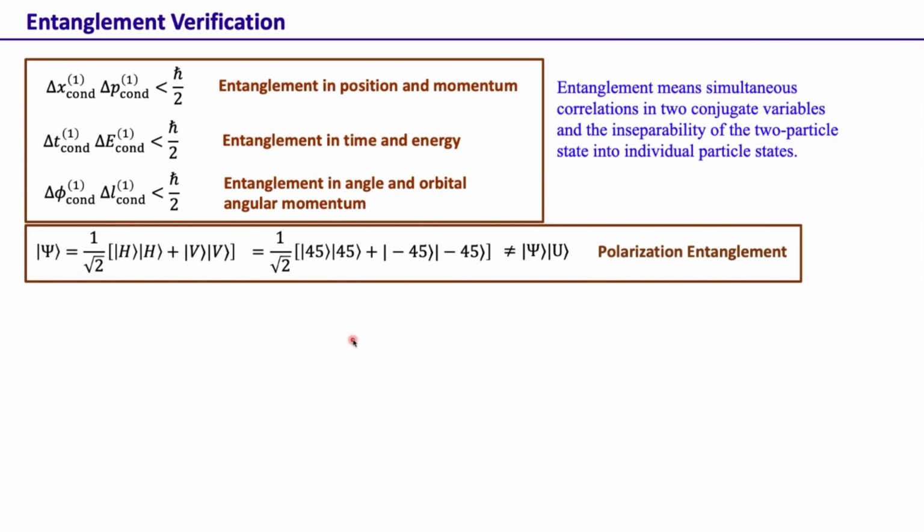So from Einstein's arguments and from Bell inequality, we understand that entanglement means simultaneous correlation in two conjugate variables, and the inseparability of the two particle state into individual particle states. Again, these two are not two independent conditions, but they are pretty much interdependent. So we have seen three kinds of entanglement.